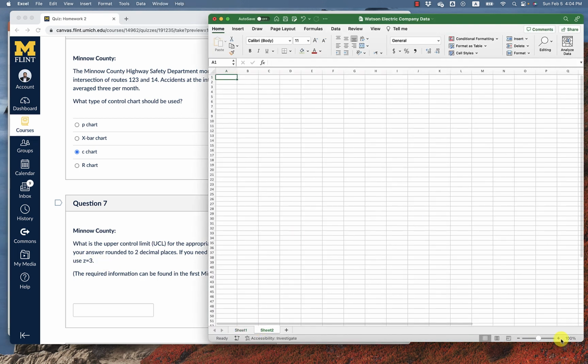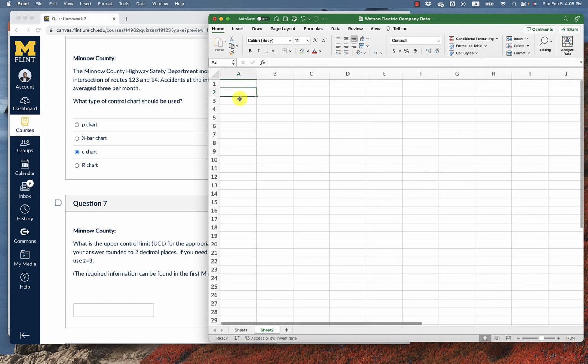So for this question, we have C bar equals 3, then sigma of C bar is going to be the square root of that. Okay, and then the upper control limit and lower control limit. We need the Z value, which is 3. It's a 3 sigma chart. So we take the mean value plus the Z value times the standard deviation, which is the square root of the mean value. And then we take the mean value minus the Z value times the standard deviation, which is the square root of the mean value.